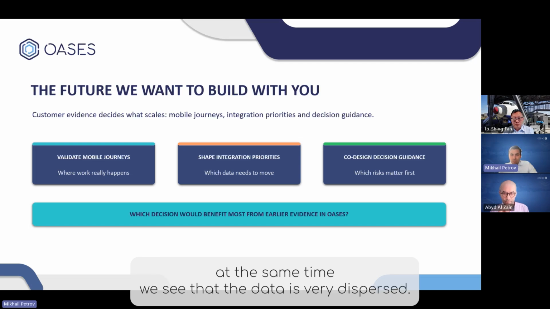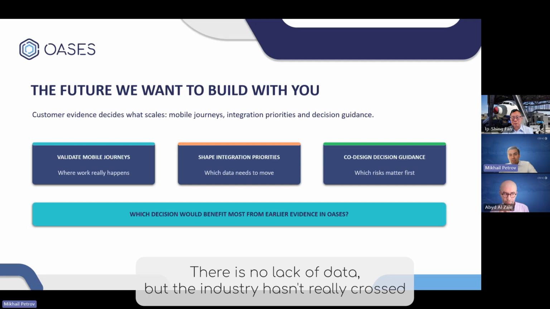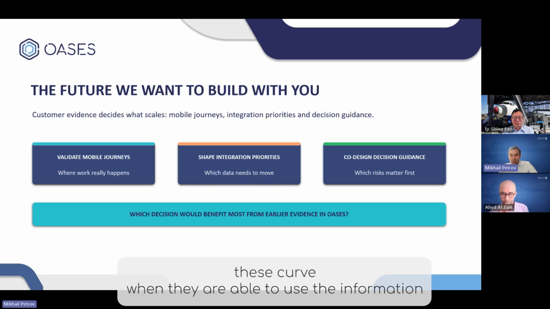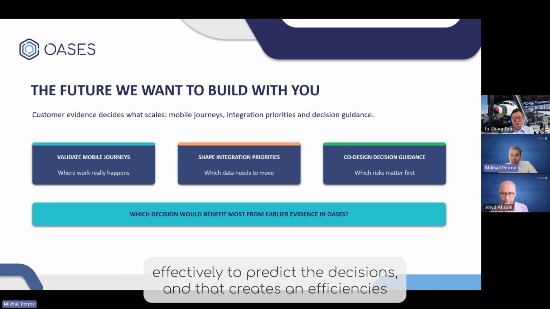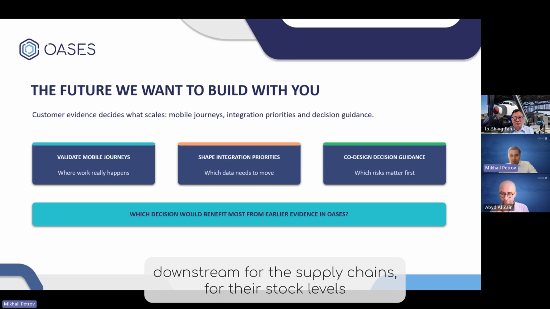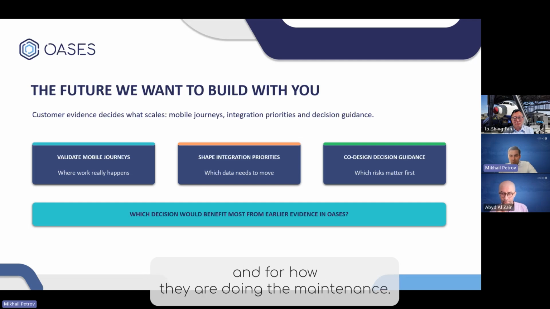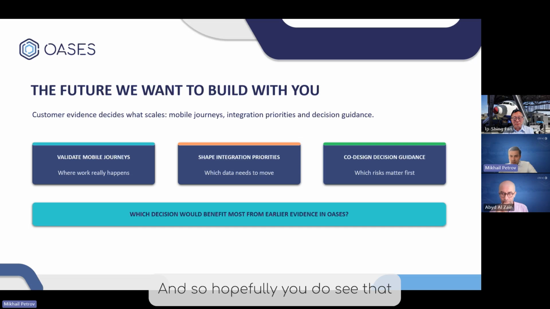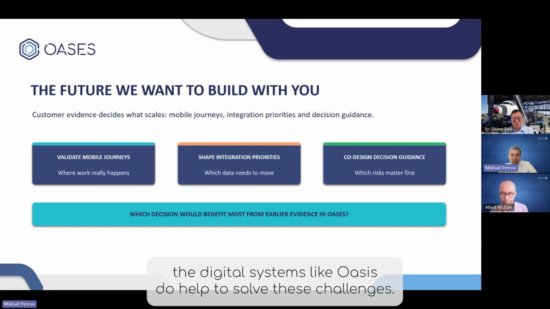While at the same time, we see that the data is very dispersed. There is no lack of data, but the industry hasn't really crossed this curve where they are able to use the information effectively to predict the decisions. And that creates inefficiencies downstream for their supply chains, for their stock levels, and for how they are doing the maintenance. And so hopefully you do see that digital systems like OASES do help to solve these challenges.